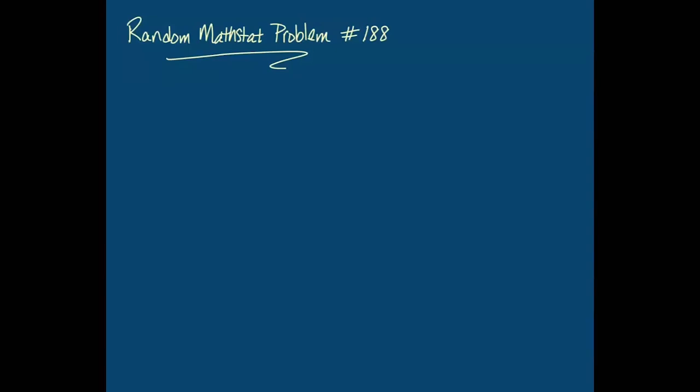Welcome to the solution of random MathStat problem number 188. In this problem, we're given a random sample X1, X2 through Xn, iid from the continuous Pareto distribution with parameter gamma. There are variations of the Pareto distribution, but in this course, our Pareto PDF looks like this.